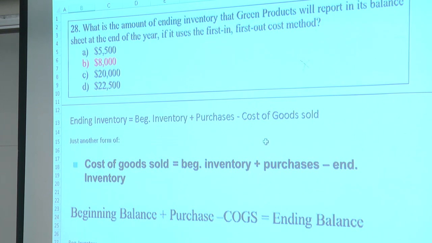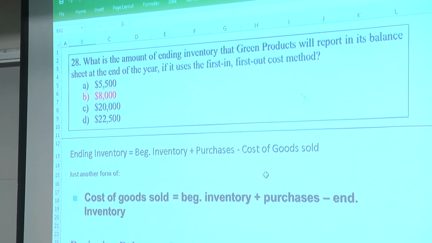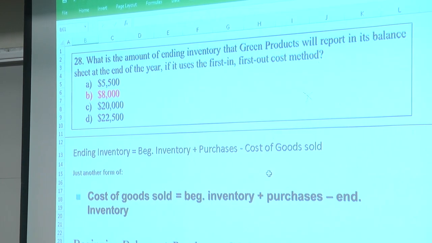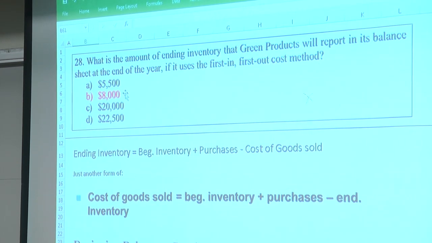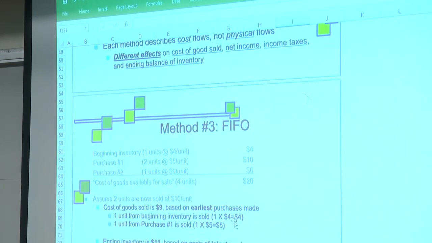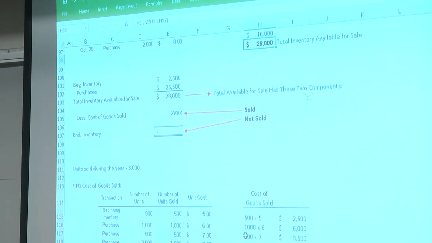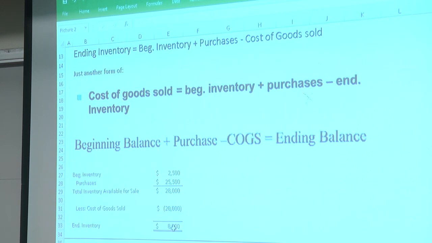Okay, so the next question says, what is the amount of ending inventory that Green Products will report in its balance sheet at the end of the year if it uses the first in, first out cost method? So this question, luckily enough, works off our previous question, and it just wants to know the ending inventory. So if we go back here, our cost of goods sold was 20,000, and our total inventory available for sale was 28. So that's going to leave us with ending inventory of 8,000, like we stated earlier.